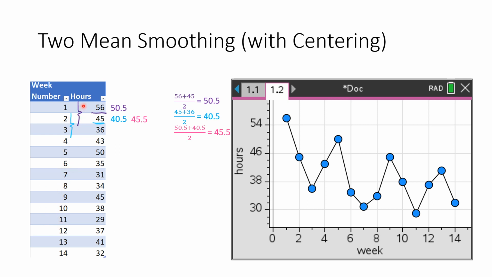We can't just make up points. So we're going to take the average of these first two, and that gives us 50.5. And then we're going to move down and get the next two. Okay, and that's the blue, and we average those. And so we then take an average of the averages. This is this pink writing. So the pink writing, it is centered on 2.